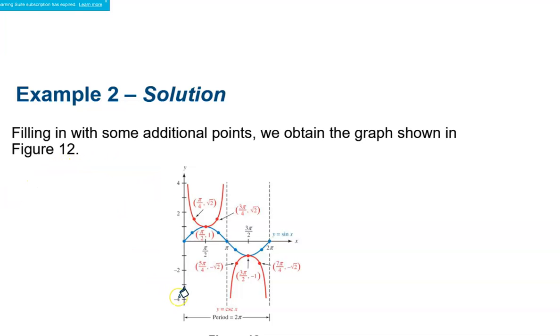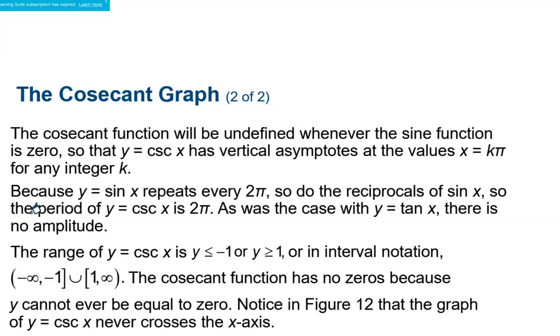So here is the graph. The blue graph represents the sine function, and the red graphs represent the cosecant function. The cosecant function will be undefined whenever the sine function is 0, so that y equals cosecant x has vertical asymptotes at the values x equals k pi for any k.